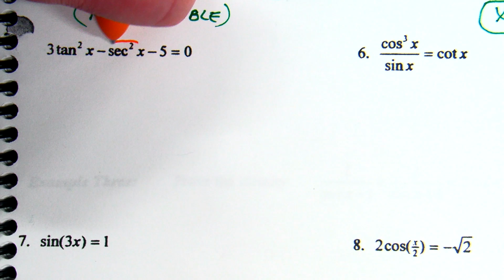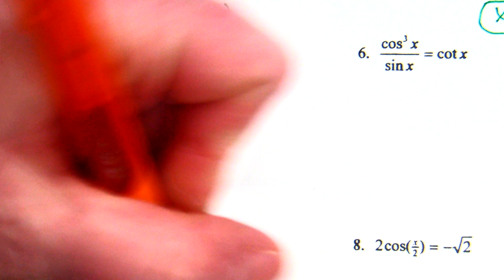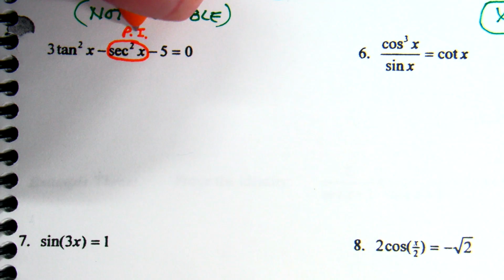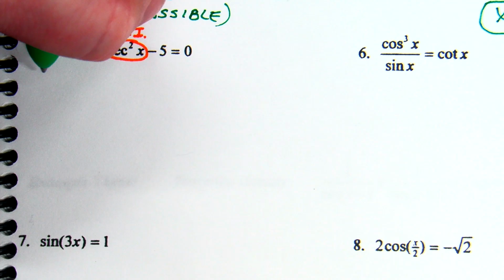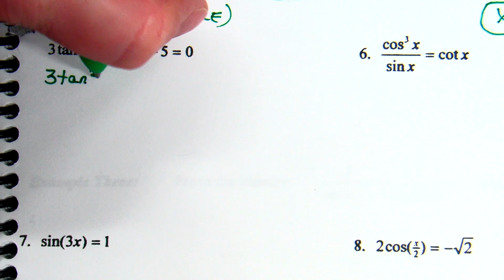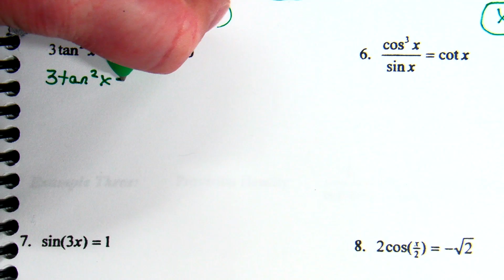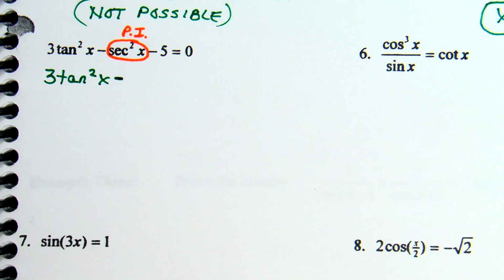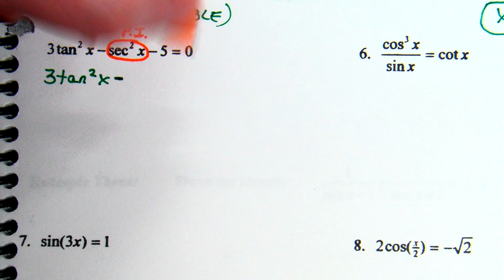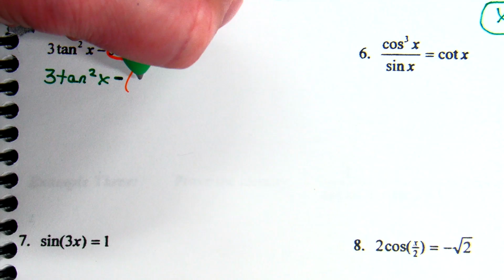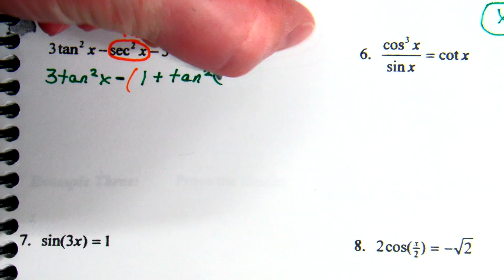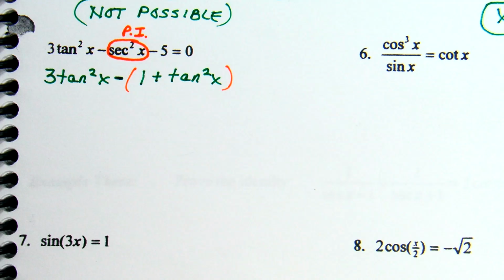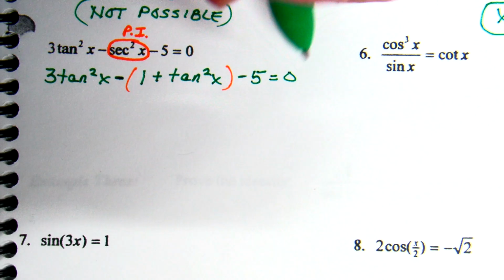So if we want to work in terms of tangent, we're going to use a Pythagorean identity. Remember how I like to put pi here. And we're going to replace it. So we still have 3 tangent squared x minus, what are we going to replace secant squared x with? 1 plus tangent squared x. And then we still have minus 5 equals 0.